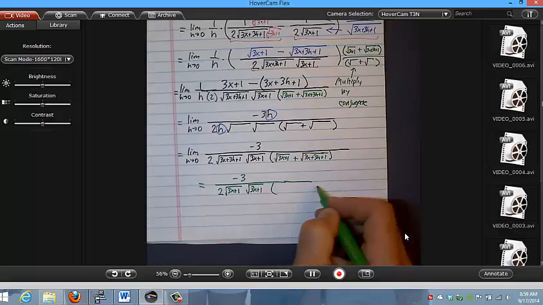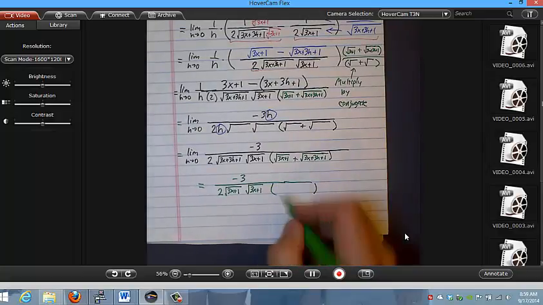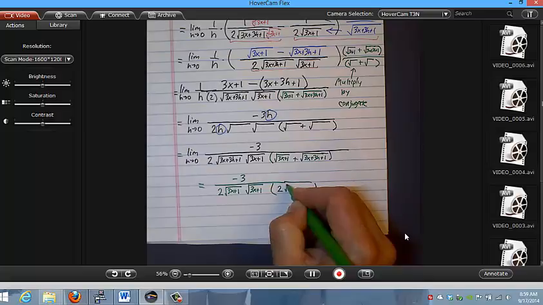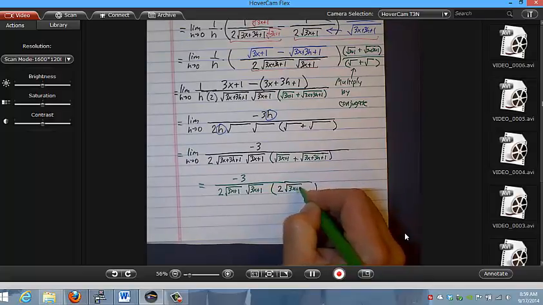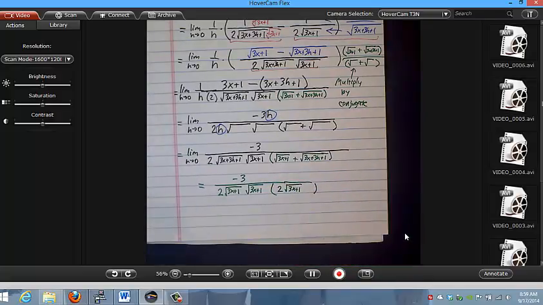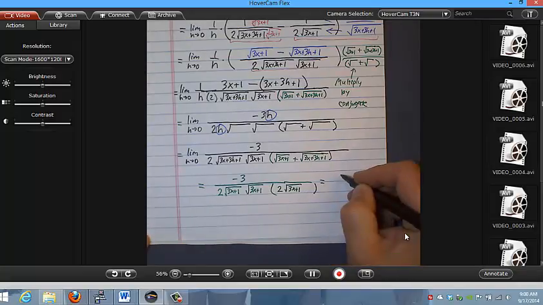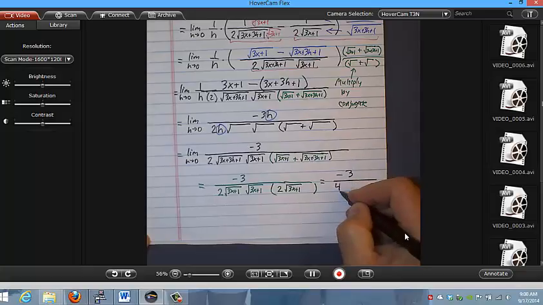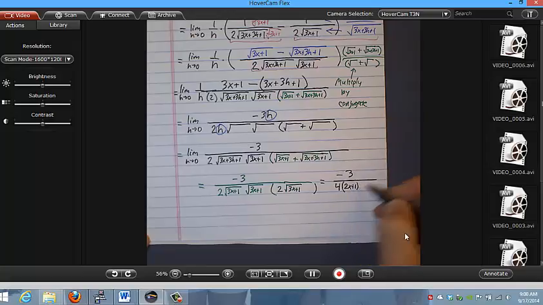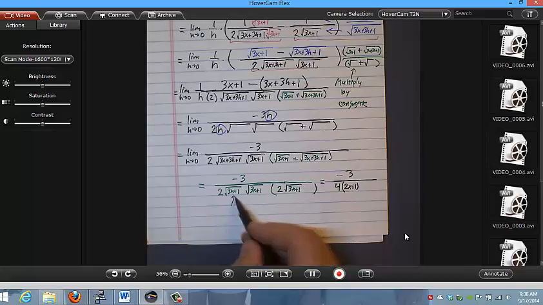times, and then the green stuff. Isn't it true that this is going to be 2 square root of 3x plus 1? Right? Because there's two of them. So I'm getting, this is negative 3 over 4 times 2x plus 1. How'd I get 2x plus 1 without any square root? Well, I took one of them and multiplied by another one, so the square root went away.